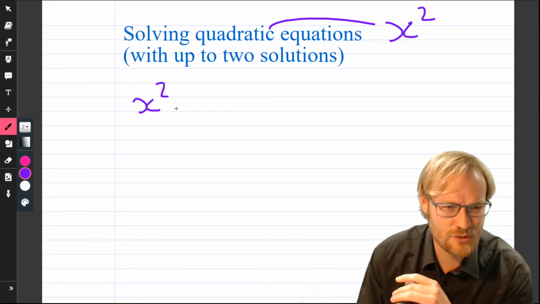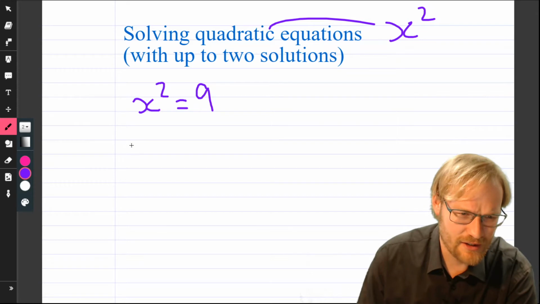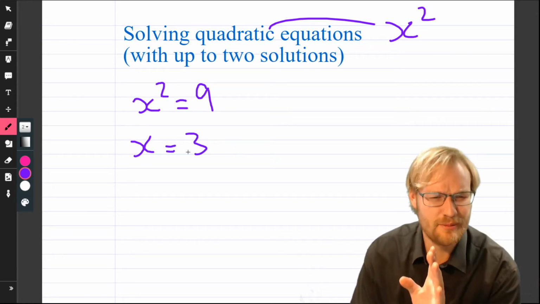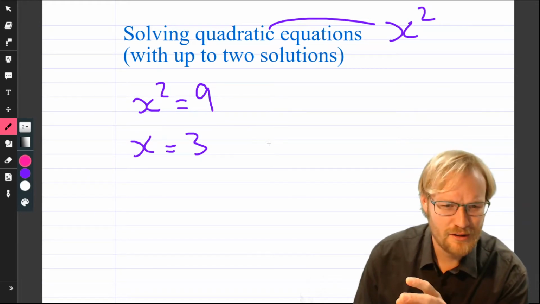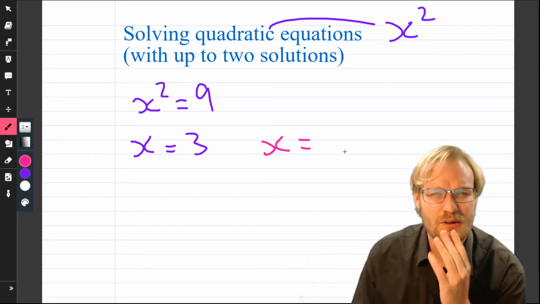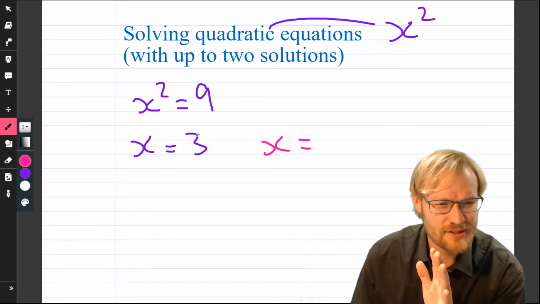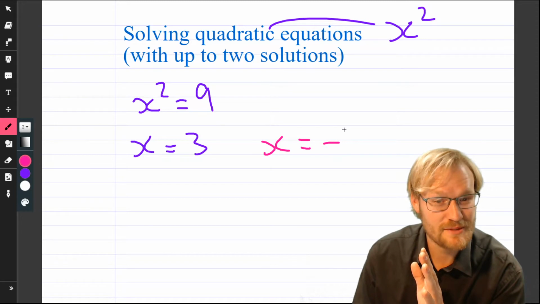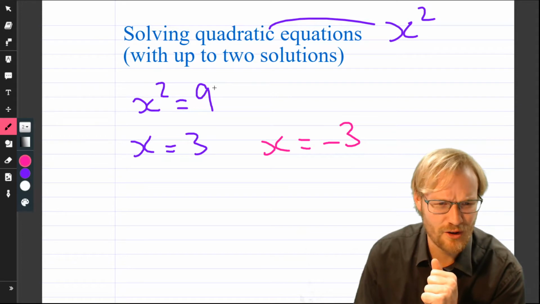If I gave you x squared equals 9 and said solve for x, immediately you're going to go, cool, well x equals 3. Okay, but the sharper amongst you have said, there's a second solution here as well. What other value when you square it will give you 9? Well, hint if you haven't got there, a positive times a positive gives you a positive, and a negative times a negative gives you that positive. So negative 3 or 3.